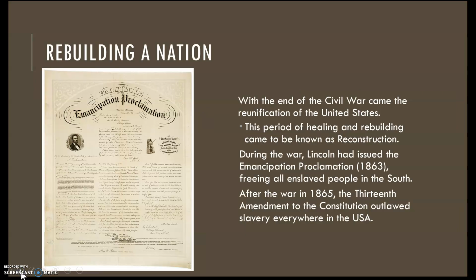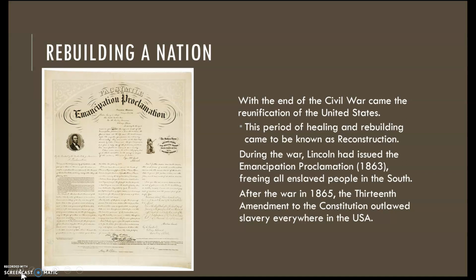So, rebuilding a nation. After the Civil War, we're left with a country that's more or less in ruins. And some people are still really hating other people in their family. So we have to rebuild this.